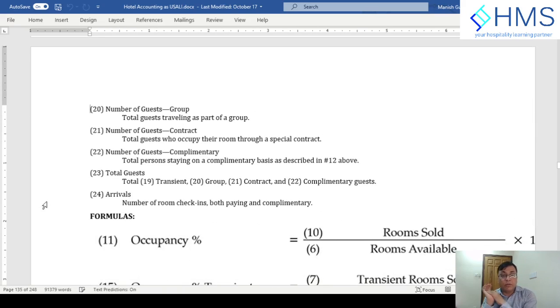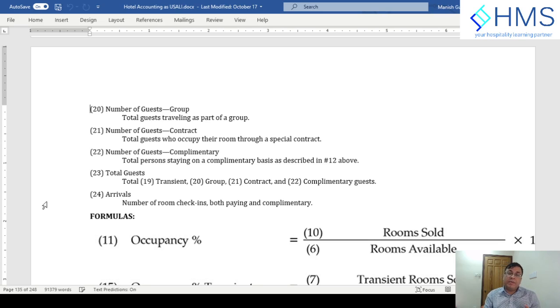So those are the total guests, and the number of arrivals, which is another important statistic, is the number of check-ins both by the payment and by the complimentary guests. How many check-ins the hotel is doing. This statistic will help the room operating managers to understand how many staff they need to keep. The hotel may be very busy, may have 100% occupancy, but the number of check-ins may be very little, because how many nights one person is staying is usually longer.